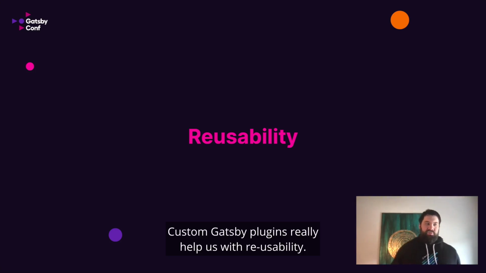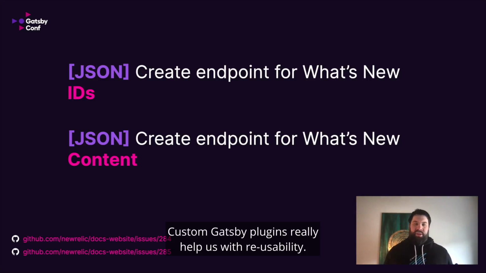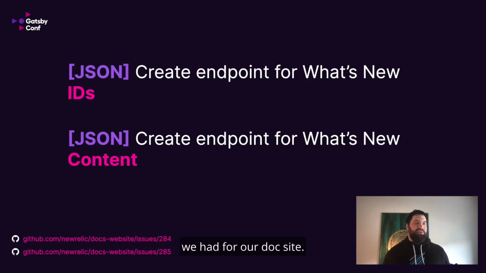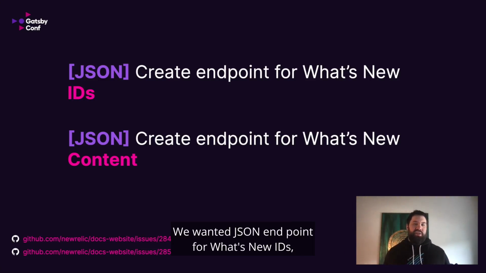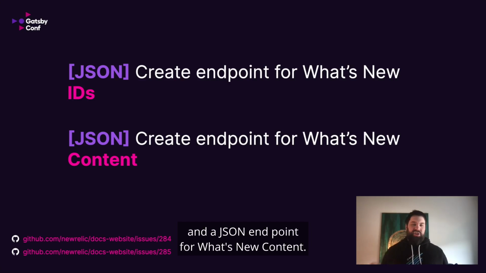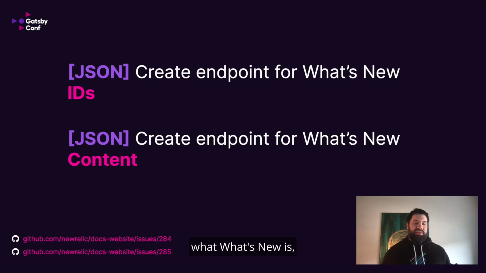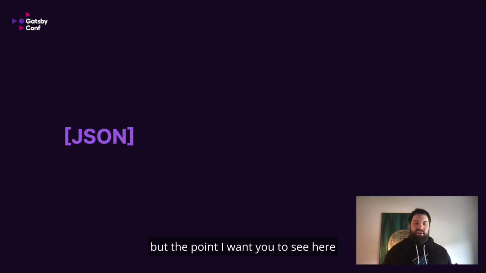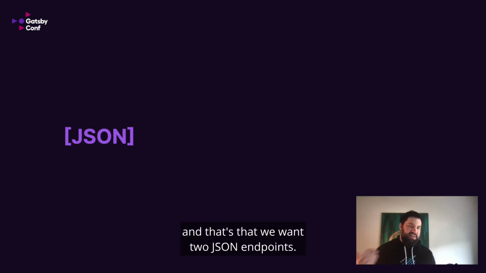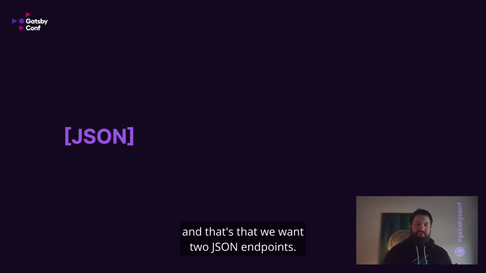Custom Gatsby plugins really help us with reusability. So here's another set of requirements we had for our doc site. We want a JSON endpoint for what's new IDs, and a JSON endpoint for what's new content. Now I don't expect you to fully understand what what's new is, but the point I want you to see here is that we've got a common thread, and that's that we want two JSON endpoints.